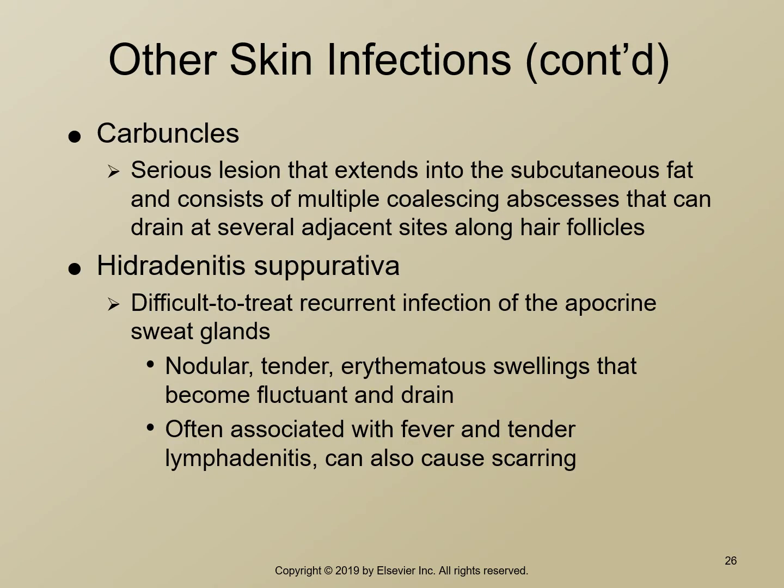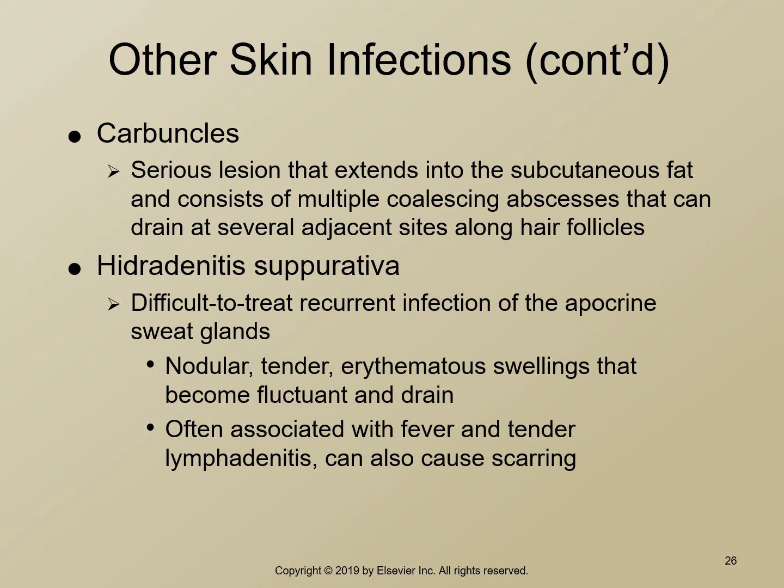A carbuncle is a more serious lesion, and it extends into the subcutaneous fat. It consists of multiple abscesses that can drain at several adjacent sites along hair follicles. Carbuncles commonly occur at the nape of the neck and on the back of the thighs and are often associated with fever and systemic symptoms. Bacteremia can occur as a complication, and surgical drainage is needed for most carbuncles. Typically, Staphylococcus aureus is the causative agent of carbuncles.